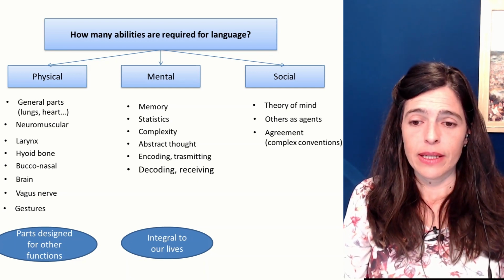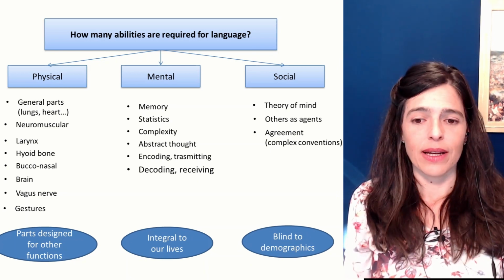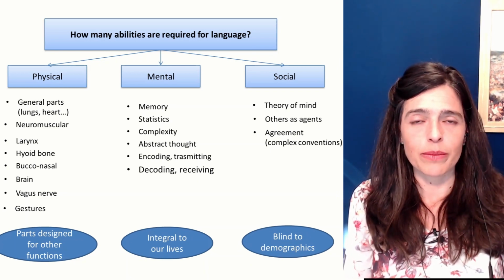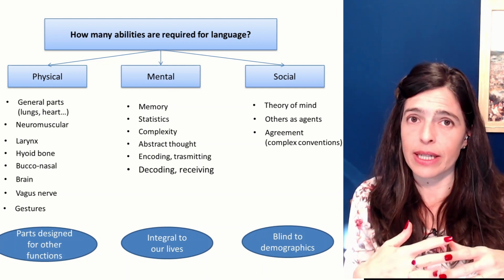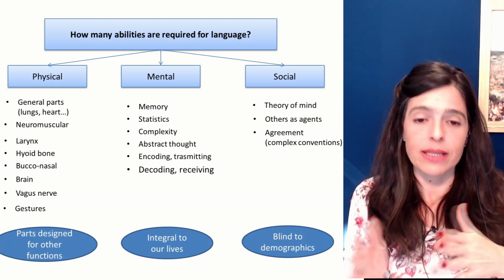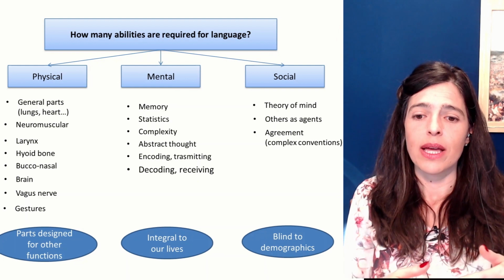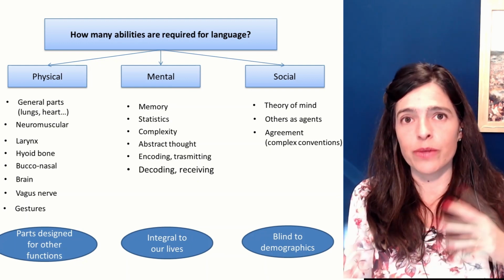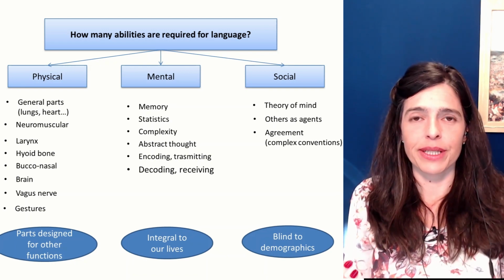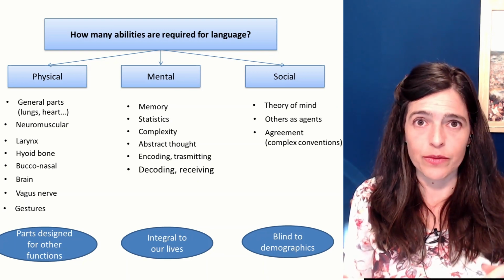And then finally, an interesting bit about language is that language is very blind. It's completely blind to demographics, to social status, to anything. You can speak differently, but every human being, except for exceptional circumstances, like I said before, every single human being has at least one language. In fact, monolingualism, so just one language, is a minority in the world. Most people can learn 2, 3, 5 languages, no problem, from birth. So that's it for the abilities required in language.